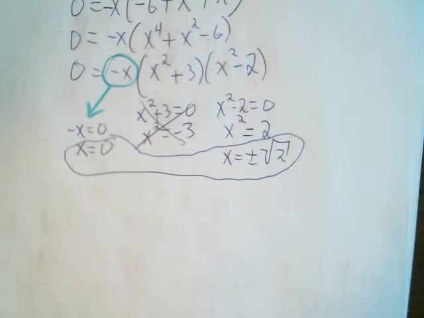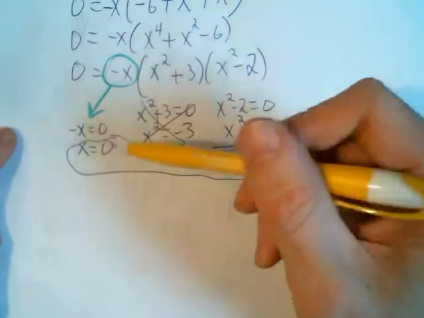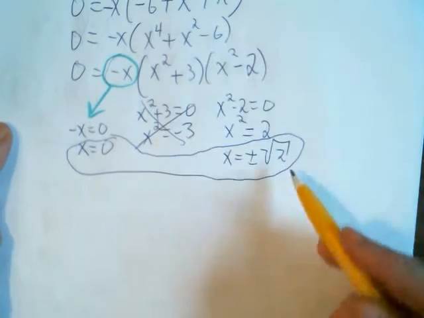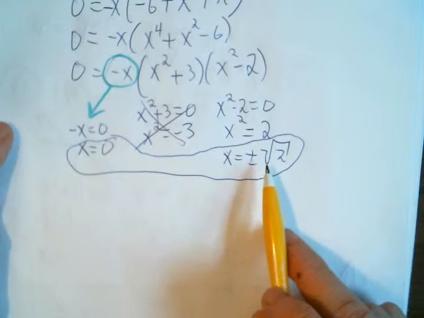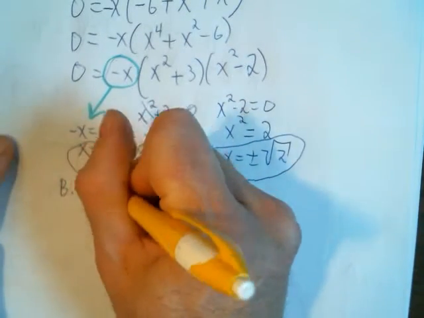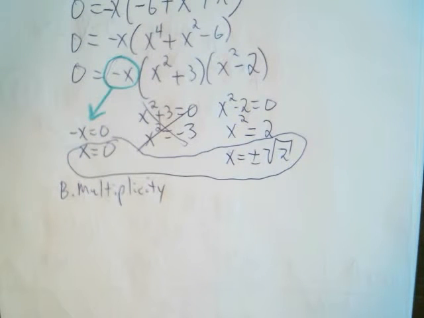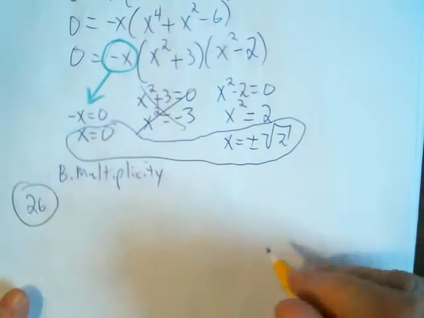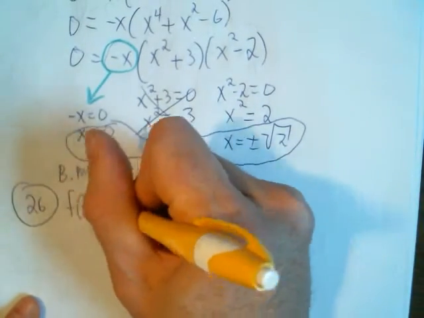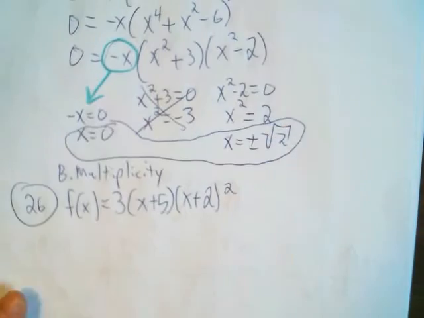Okay. Sometimes you'll go through this process and you'll get multiple roots. Like if this was squared, you would have extra copies of this answer. So that's called multiplicity, and we want to take a look at that because it will inform you as to what the graph is doing at that zero. Sometimes it'll go through the axis, and sometimes it'll bounce off the axis. And the multiplicity will tell you which form you're dealing with. So 26, we have f of x equaling 3 times x plus 5 times x plus 2 squared.